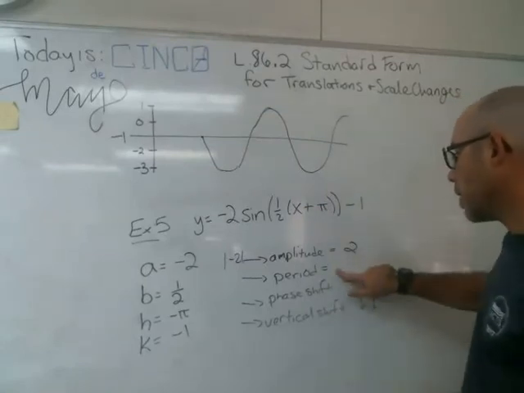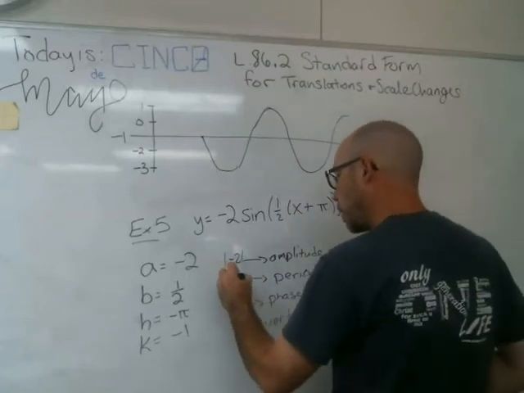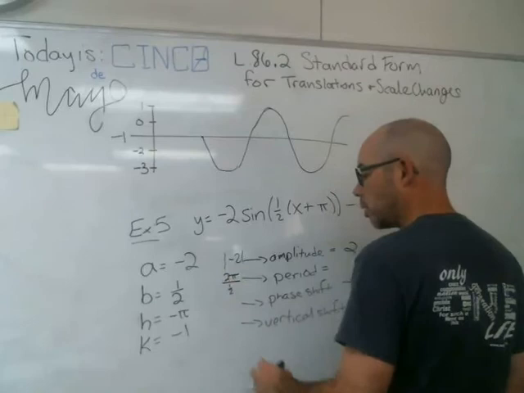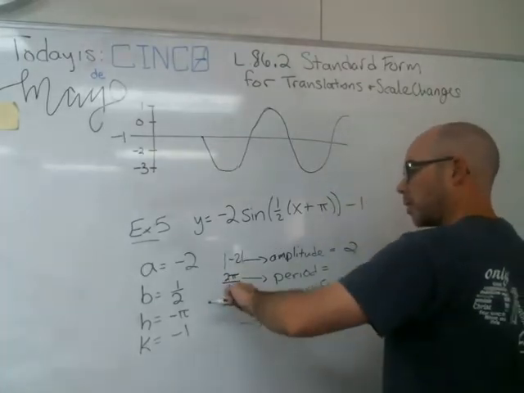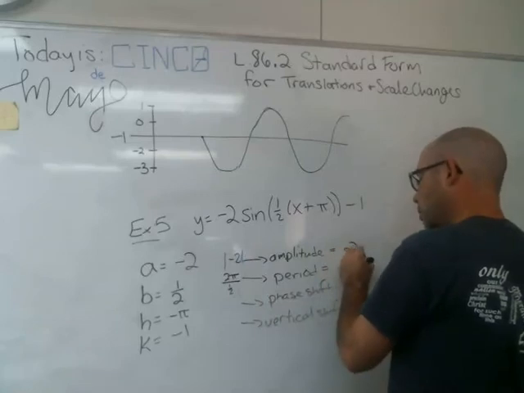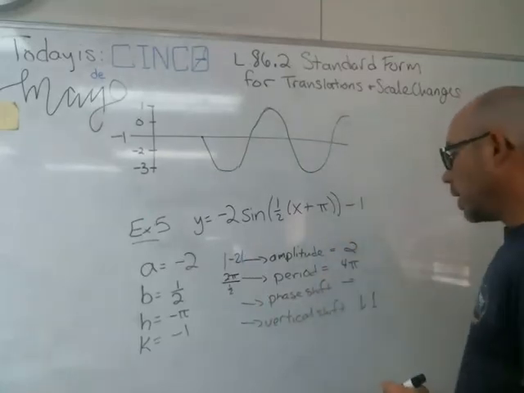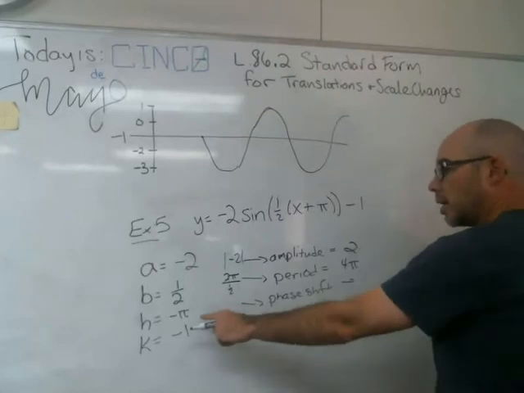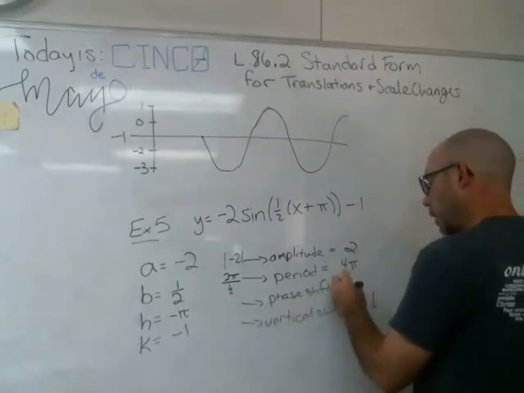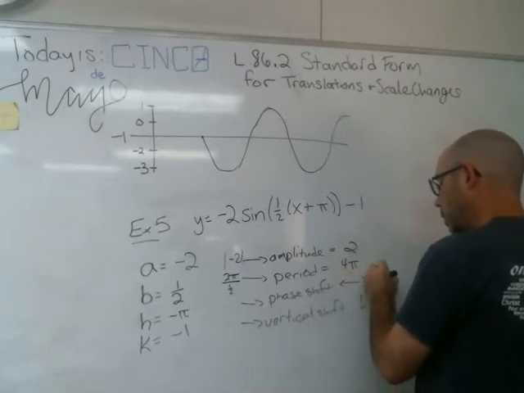Okay, let's talk about that period. Period is 2 pi over b, 1/2. So if we do our math and multiply both of these by 2, we'll get a period of 4 pi. Okay, and phase shift, -pi means we have gone to the left pi radians.